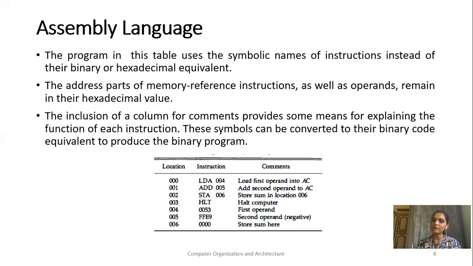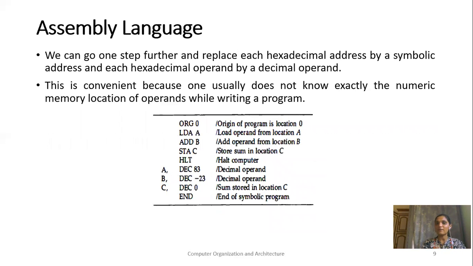For example, let me do some variation. Here also we have used addresses in terms of actual location addresses. But what if we give a label instead of writing 004? We may not know at which address your operand is stored, but we may know the label at which your operand is stored. So we can also replace this address by a label. We can write the program like this.